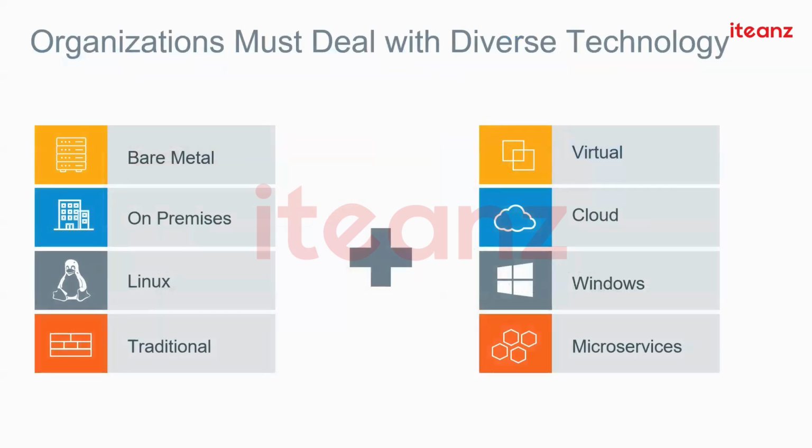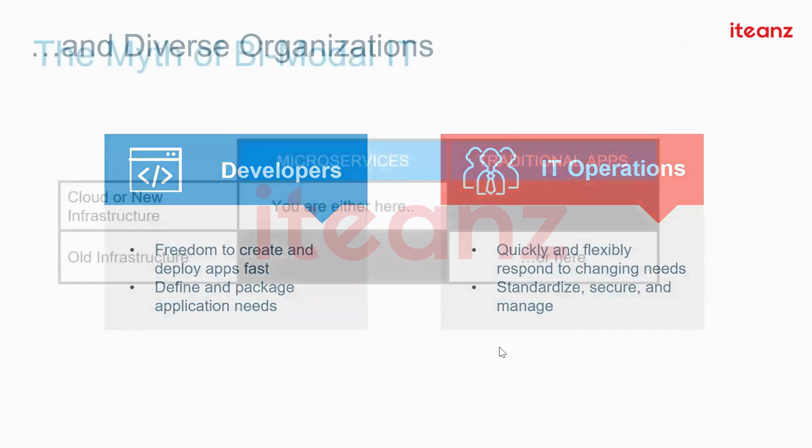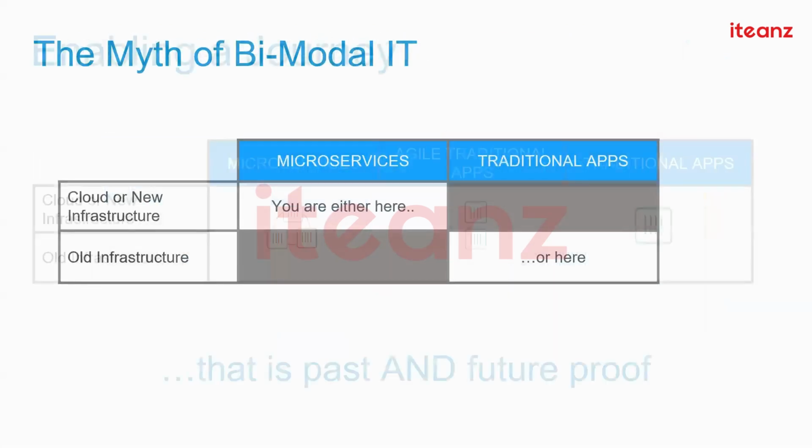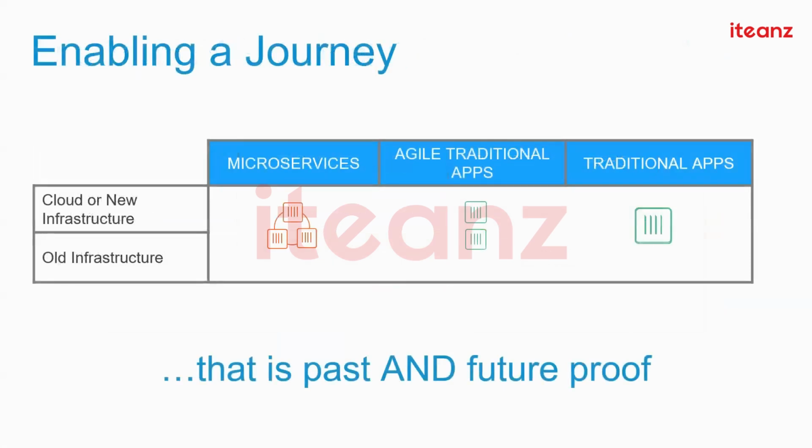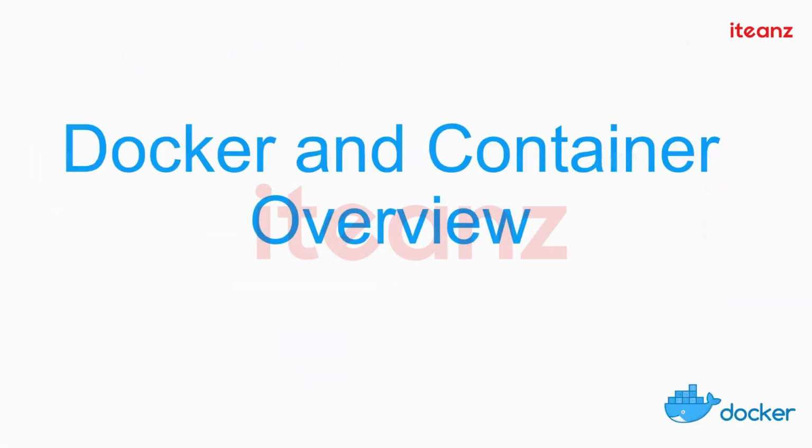This is bare metal. This is a classical example of how things have changed over the years. From bare metal, people have shifted to virtual, from on-premises to cloud, and from traditional to microservices. We cannot say that people are still only on Linux. And this I've already explained.